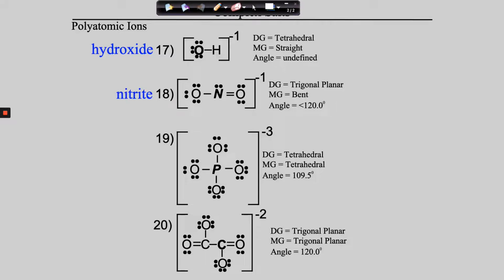Now guys, let's find the next one. Where are we going to look? Bottom right. How do we know? Because it's -3. And when we look in the bottom right, there's only one there. What's that called? Phosphate.